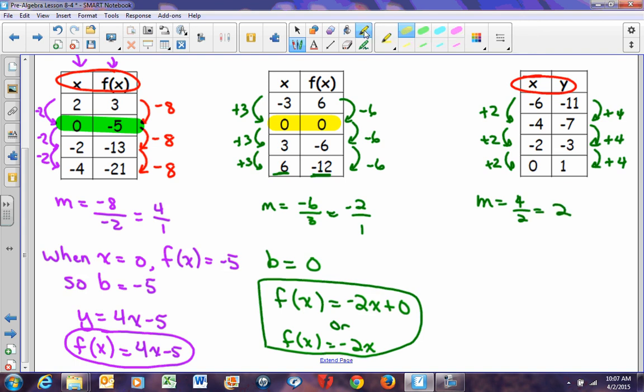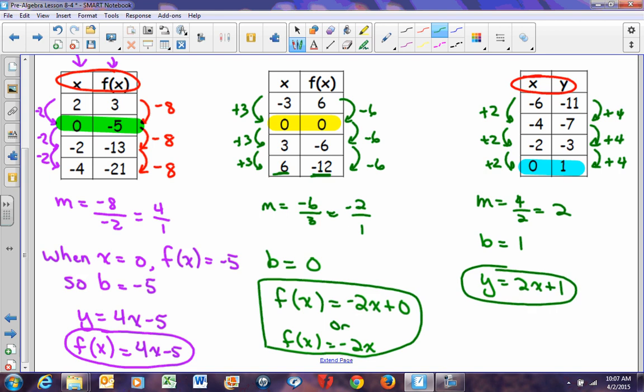When x equals 0, y is 1. So that means my y-intercept is 1. So I have y equals 2x plus 1. And I can check that. If I plug in negative 6 for x, I would have negative 12 plus 1, which is negative 11, which is exactly what my table says.